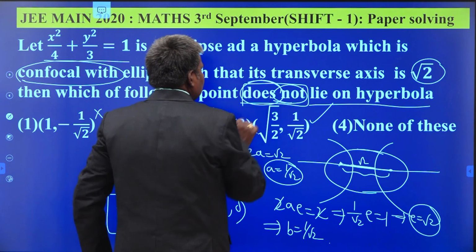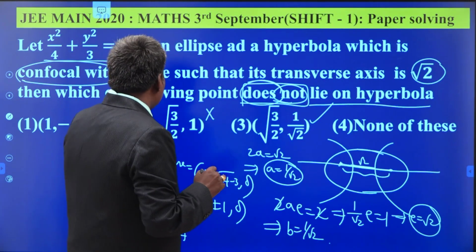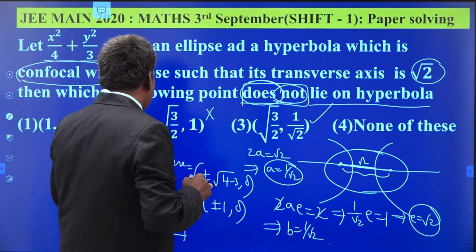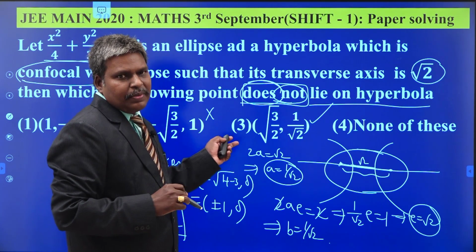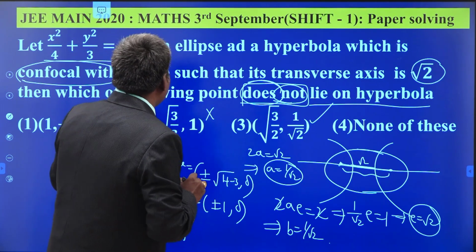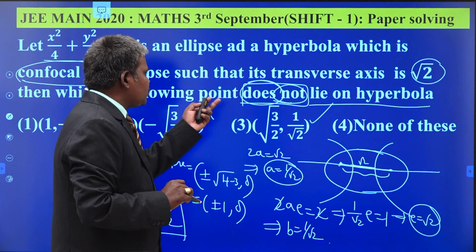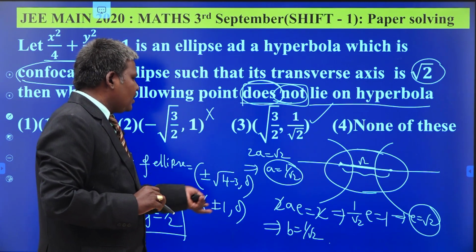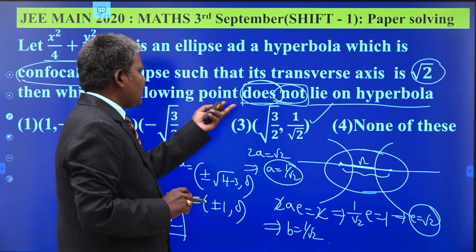Does not is there. So you have to read the question thoroughly. Suppose the question asks which point lies on the hyperbola, you get two options, the student may be confused. The reading of the question is also very, very important. Which of the points does not lie on your required curve? Your required curve is here, hyperbola.